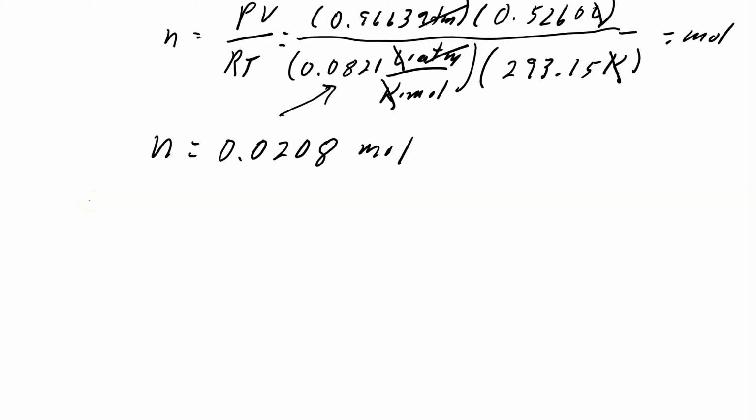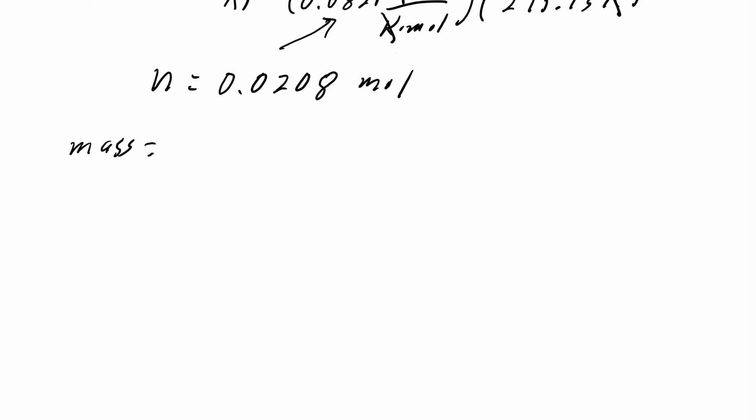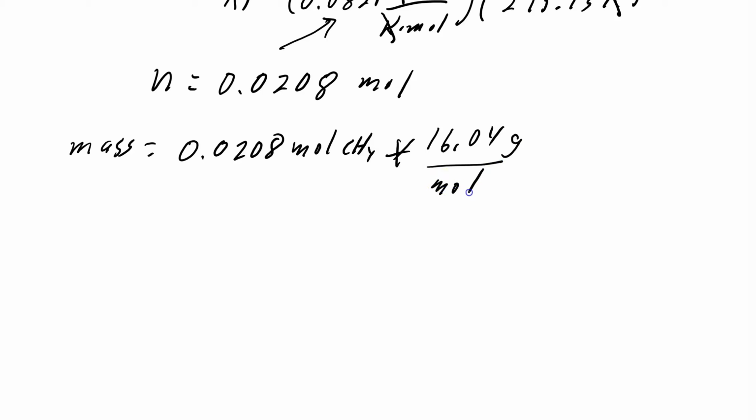And now to calculate the mass, we're simply going to look up the molar mass for methane, which is 16.04. We used that in the previous problem. So our starting point is the number of moles, 0.0208 moles of methane times 16.04 grams per mole. Moles cancel, left with grams of methane. Do the math, I get 0.333 grams of methane in this flask.